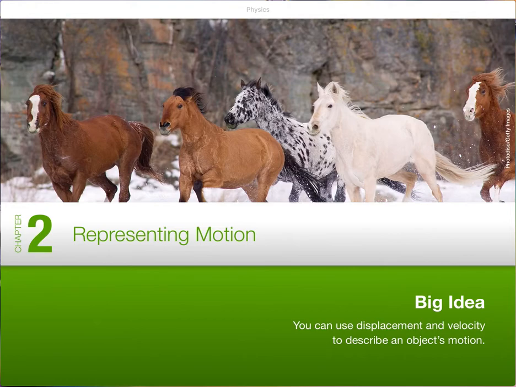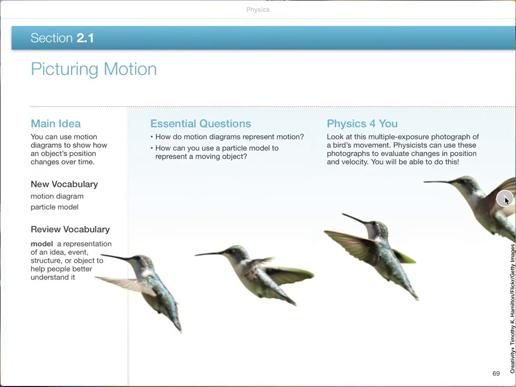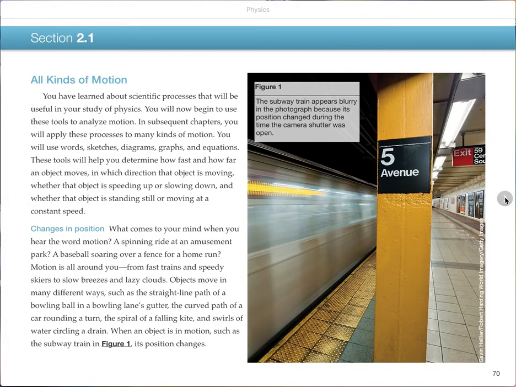We're switching gears here from waves to now moving to how do we talk about motion? How do we describe motion in physics? There's all kinds of motion.